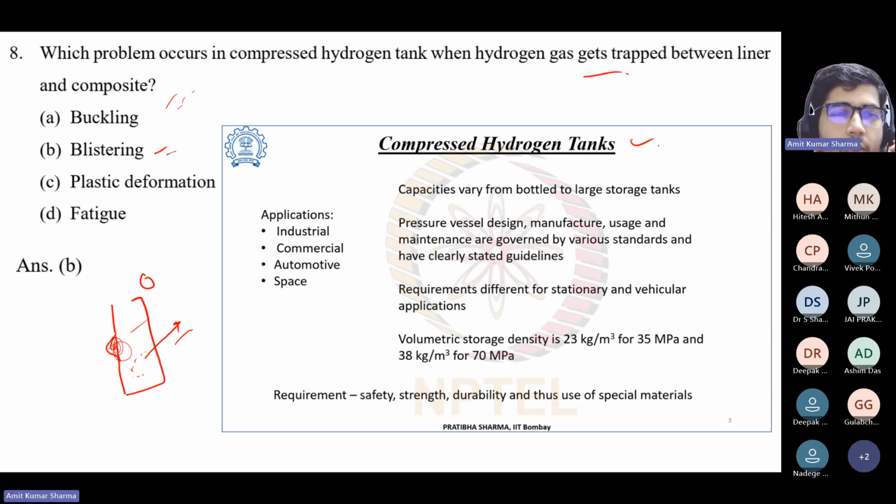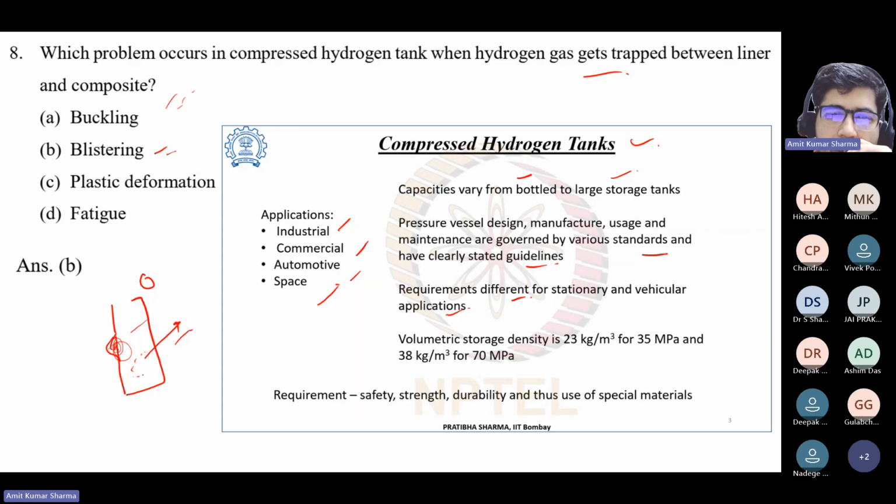So the application we can use for industrial, commercial, automotive and space. The capacity can be in small bottles and large storage tanks, vessels. We need bottles and pressure vessels because we need to store hydrogen at very high pressure. For the usage, maintenance and manufacturing, we need proper guidance. These are governed by various standards and have clearly stated guidelines. Requirements are different for stationary and vehicular application.